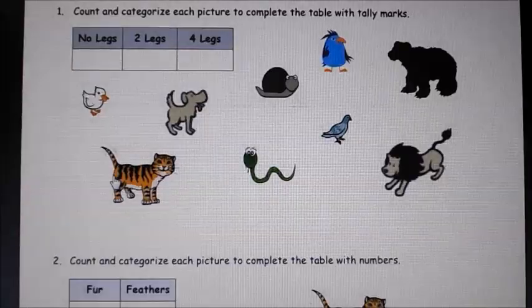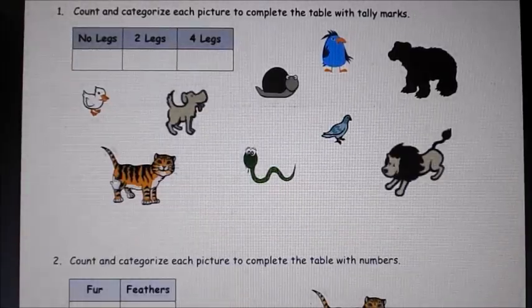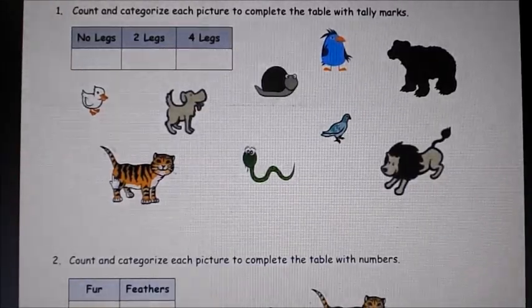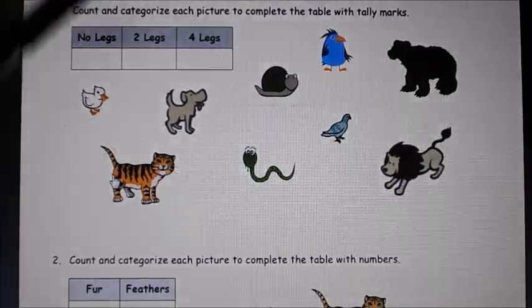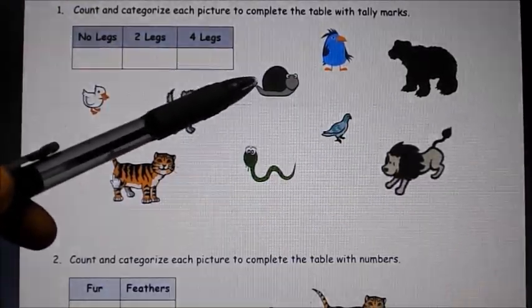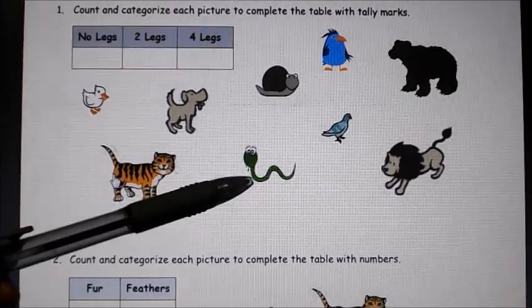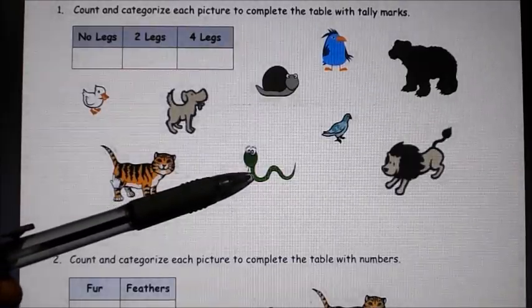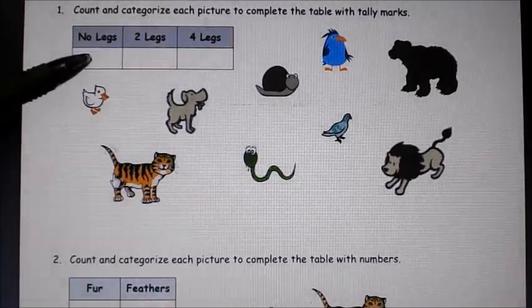So if we're going to count and look at the animals that have no legs, we're going to say the snail right here has no legs. The snake right here has no legs. So we're going to put 2 tally marks, or we're going to say 2.